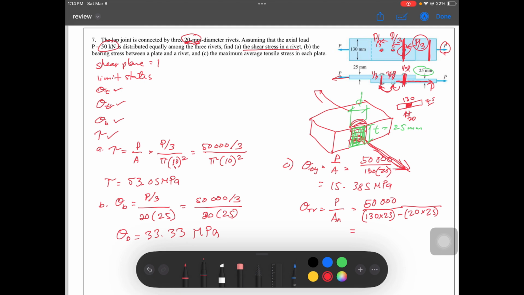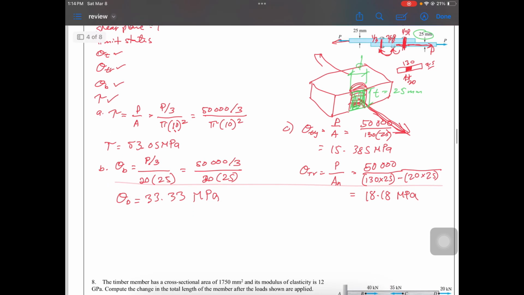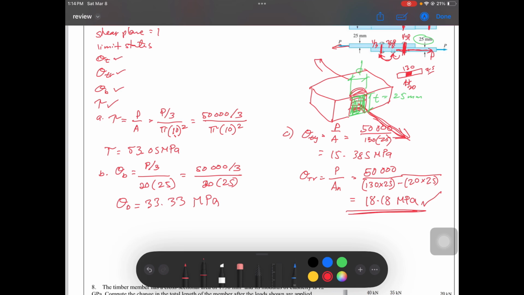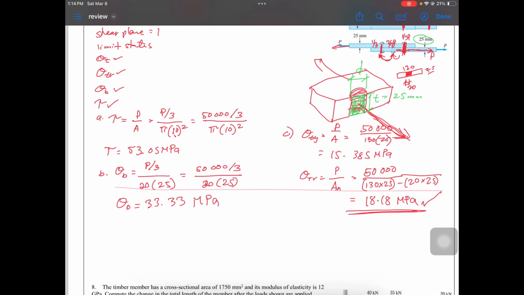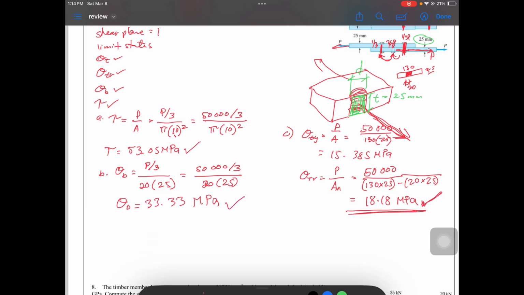So, the tension rupture is 18.18 MPa. So, what will govern there? Of course, the bigger load. This is what you check, because that's a load, not a strength, no? It's only load pa lang. Of course, you will design for the higher load. So, this is your tensile, this is the shear, and this is your bearing stress.